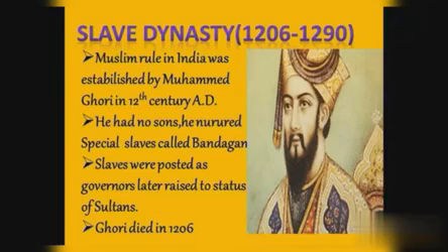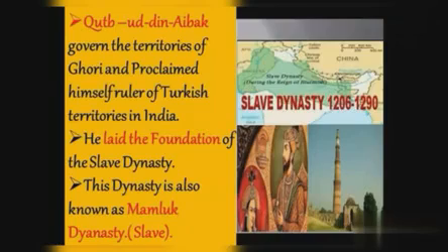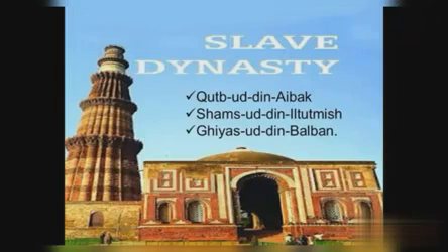After Ghori's death in 1206, one of his slaves, Qutb-ud-din Aibak, who had been left behind by Muhammad Ghori to govern the territories he had conquered, declared himself ruler of the Turkish territories in India. He laid the foundation of the Slave dynasty. This dynasty is also known as the Mamluk dynasty. Mamluk means slave. Slave dynasty rulers are Qutb-ud-din Aibak, Iltutmish, and Ghiyasuddin Balban, the three great sultans of this dynasty.